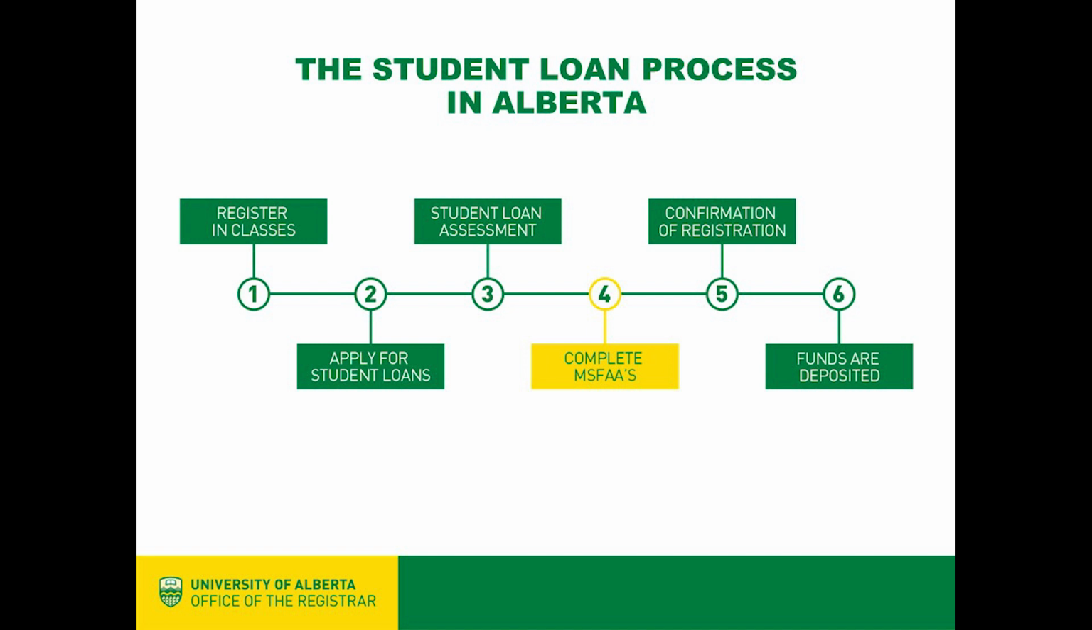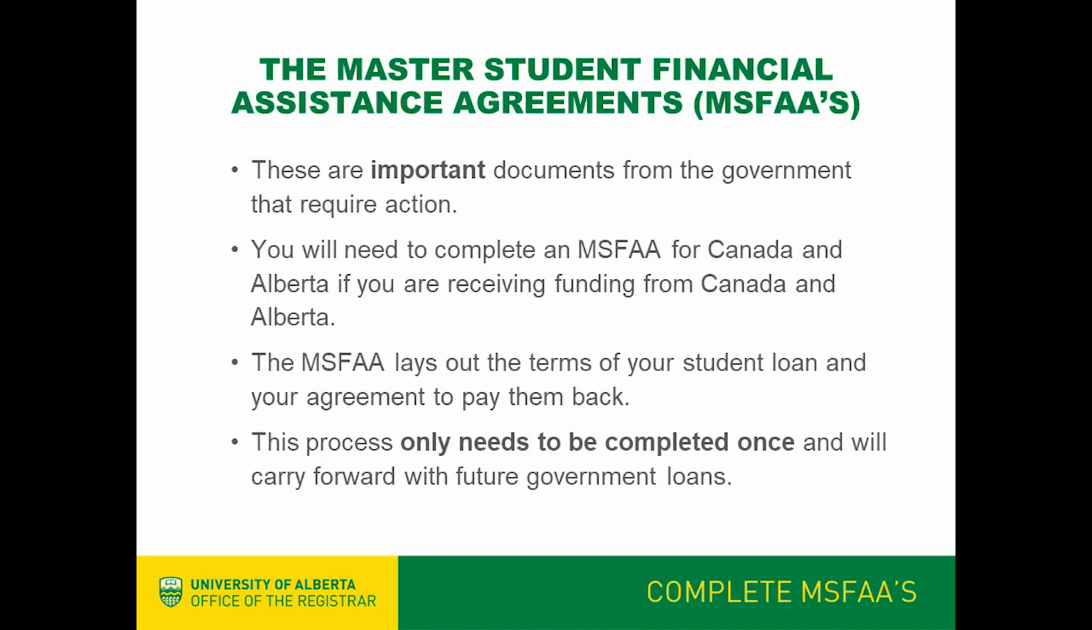The main document that every student will need to complete once is called the Master Student Financial Assistance Agreements, or MSFAAs. The MSFAAs are important documents that will need to be completed the first time you apply for funding. These documents essentially lay out the terms of your loan and that you agree to pay them back. They will need to be completed before your funding is released. You will receive an Alberta MSFAA if you're receiving Alberta funding, and a Canada MSFAA if you're receiving Canada funding. The MSFAAs will be generated into your Alberta Student Aid inbox 2 to 5 days after the loan is assessed, so they won't be ready right away.